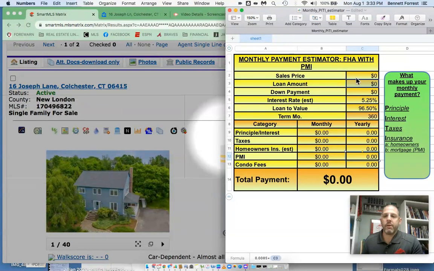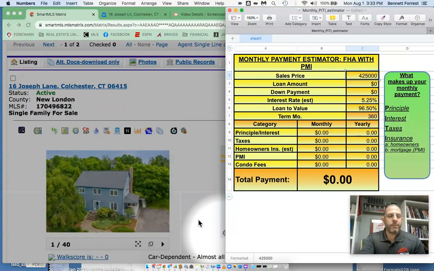So as we talked about, we'll plug in some numbers and see where it goes. The purchase price of this home is $425,000, and we can see that if we have a loan to value of 96.5%, 3.5% is a 14,000 plus down payment and a loan of 410,000 plus. And in this hypothetical situation, we're going to go with a 5.25 interest rate.